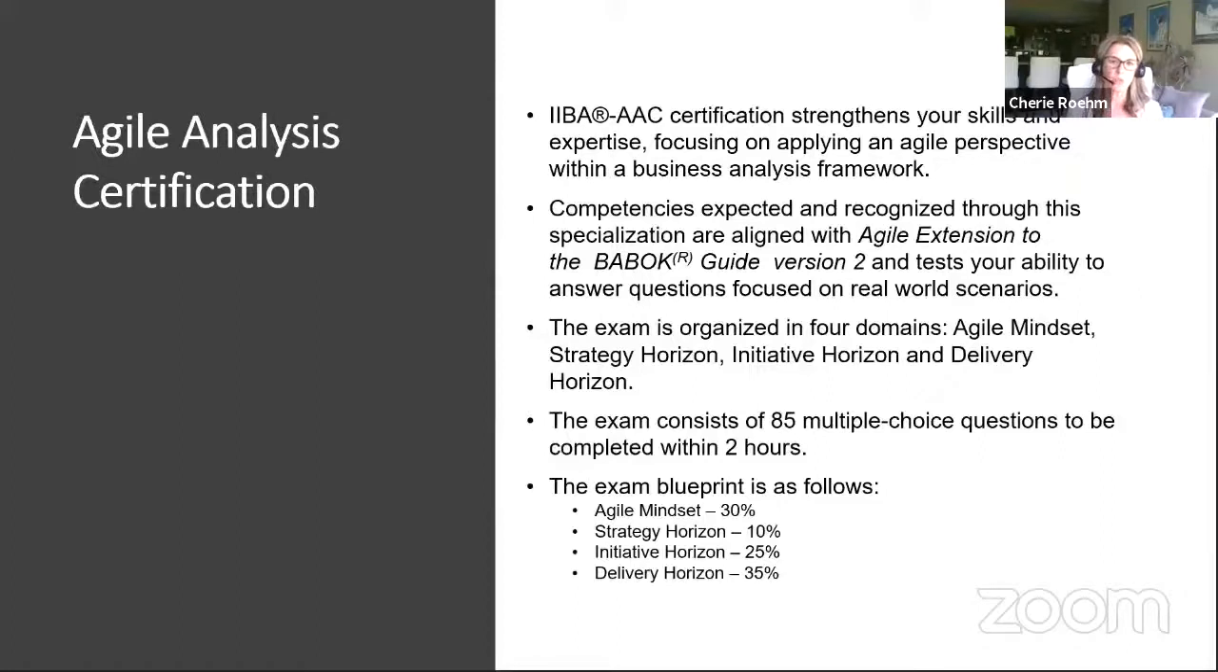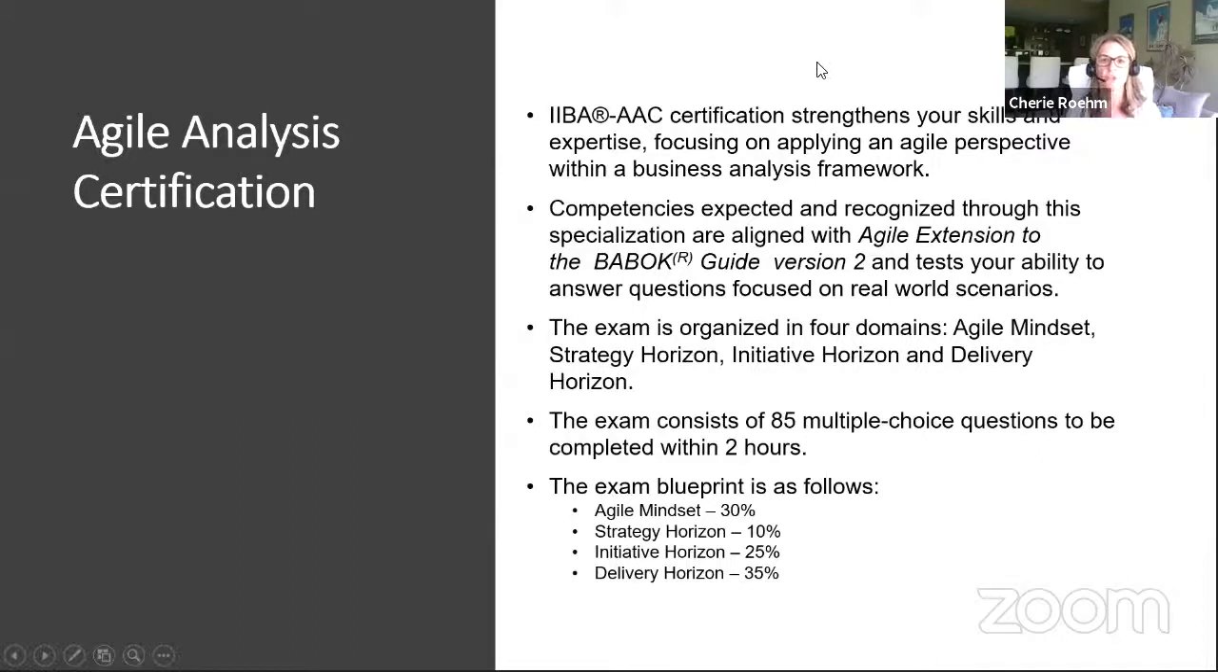In addition to the Agile mindset domain, the other 3 focus areas for the exam are based upon the various horizons that analysis can occur. So they have the three horizons: the strategy horizon, initiative horizon, and delivery horizon. The strategy is being more the overall company, the organizational goals, and really based upon the vision, direction of the company. And that's where business analysis is more focused on scope, vision, higher level, broader perspective.